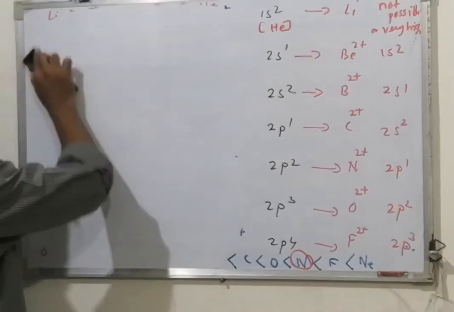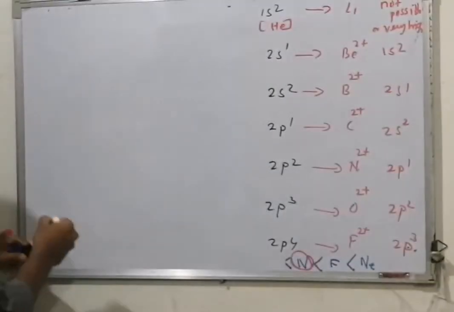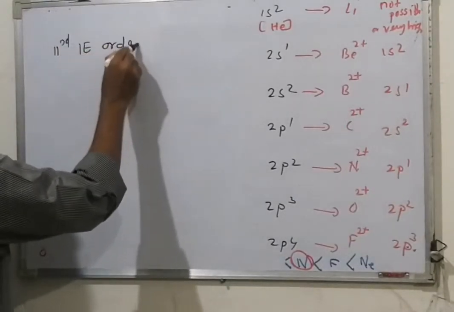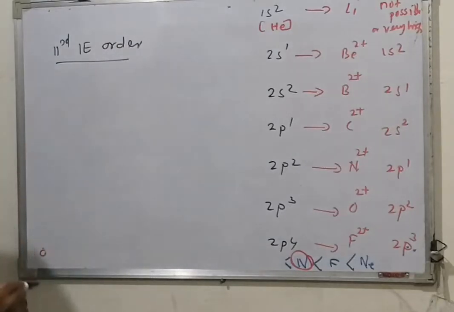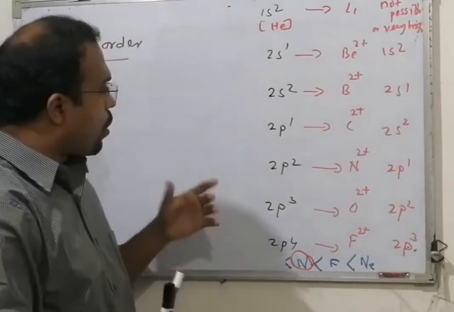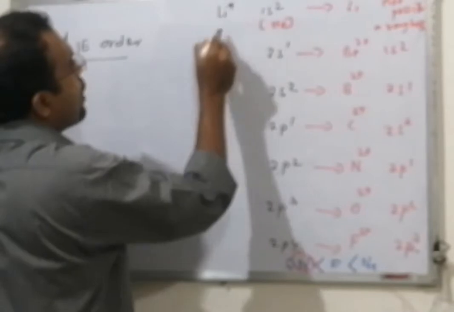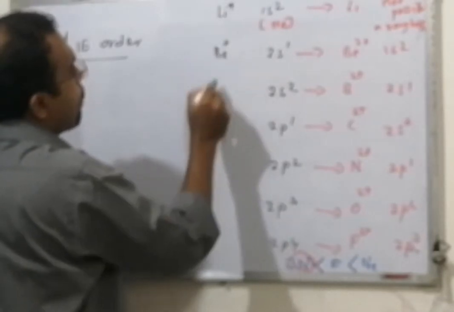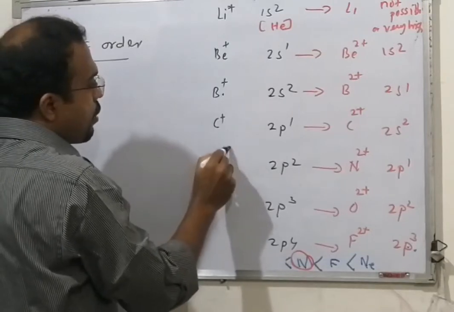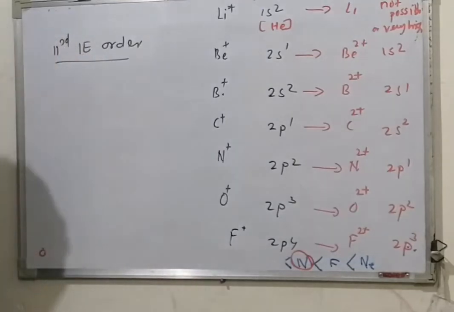Now, second ionization energy order along the period. For the second ionization energy order, you take this configuration. This is our lithium plus, this is our beryllium plus, this is our boron plus, this is our carbon plus, this is our nitrogen plus, this is our oxygen plus, this is our fluorine plus.